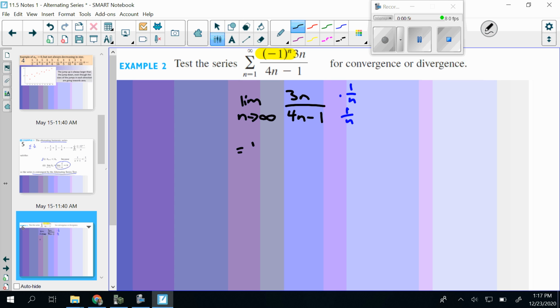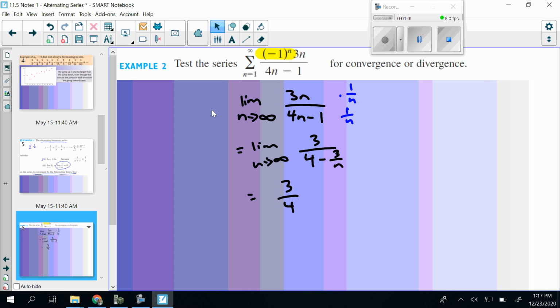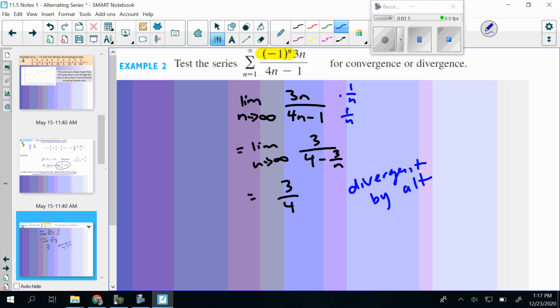Now we have the limit as n goes to infinity of 3 over 4 minus 3 over n. That term goes to 0, and so this is going to equal 3/4. Well, did that go to 0? No. And so we would say this one is divergent by alternating series test.